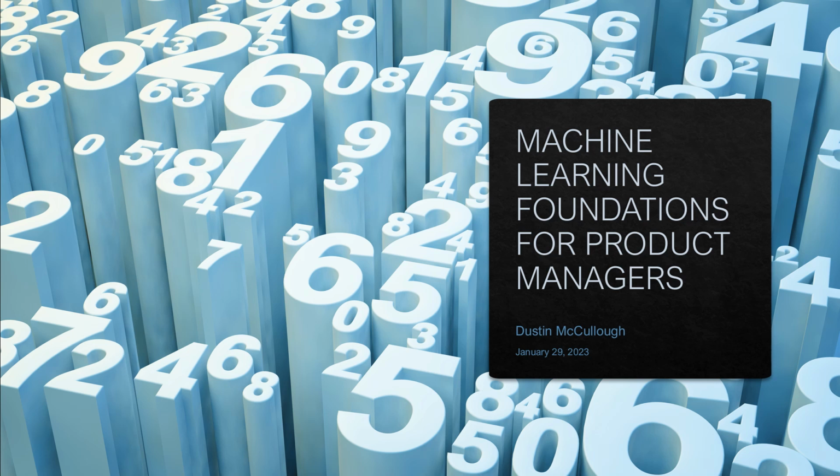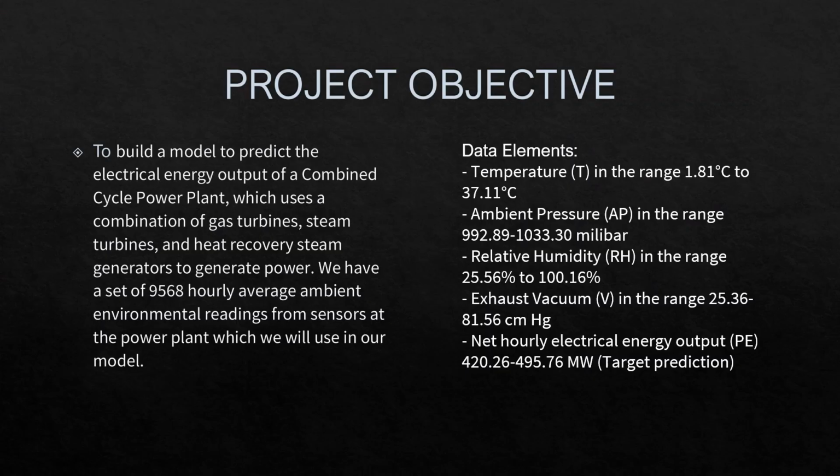Hi, thank you for joining me for the final project for the Duke Machine Learning Foundations for Product Managers course. The project objective was to build a model to predict the electrical energy output of a combined cycle power plant, which uses a combination of gas turbines, steam turbines, and heat recovery steam generators to generate power.